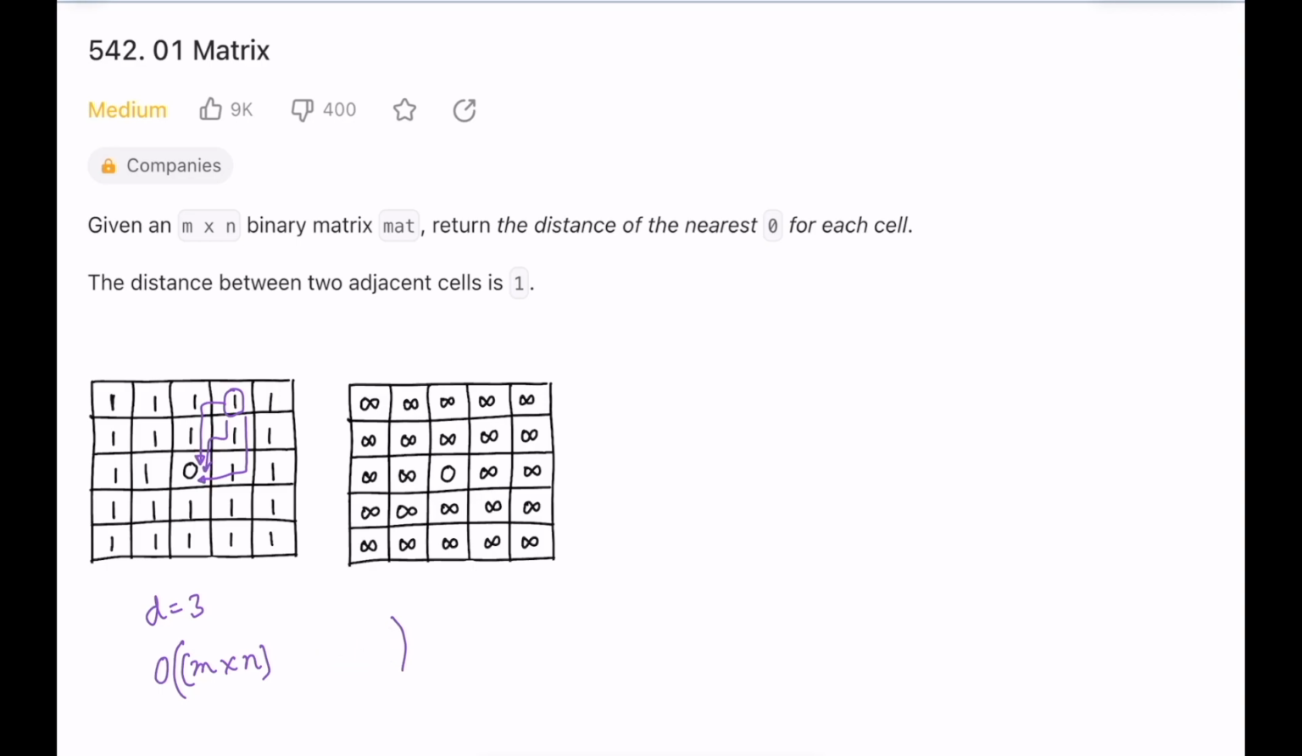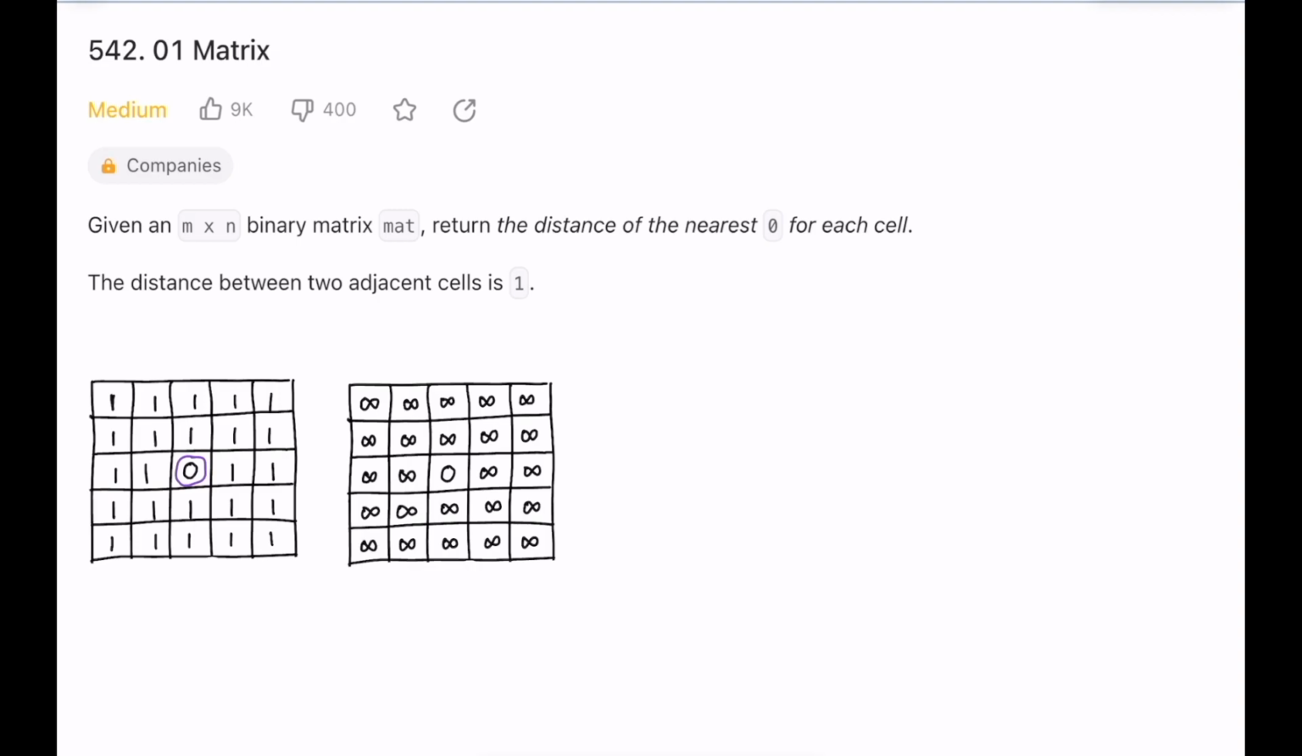For me personally, it is easier to understand this algorithm if we went the other way around. Instead of finding the distance to the nearest zero from each and every non-zero cell, we can find the distance from the zero cell to the nearest non-zero cell. So let's clean this up a little bit. This zero, how would we find distances to the nearest non-zero cell using BFS?